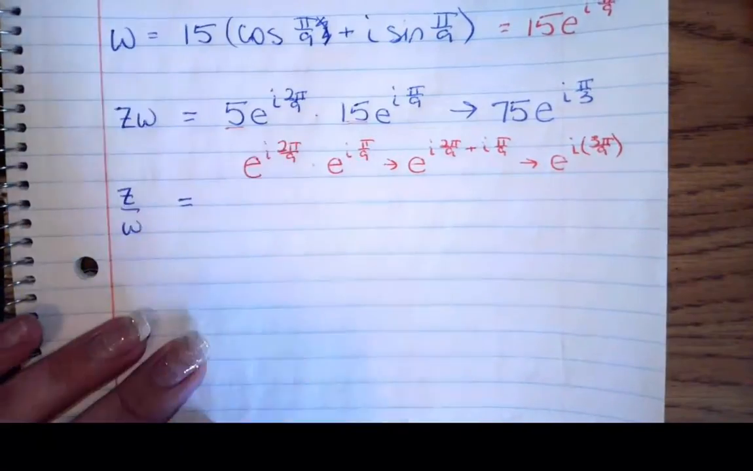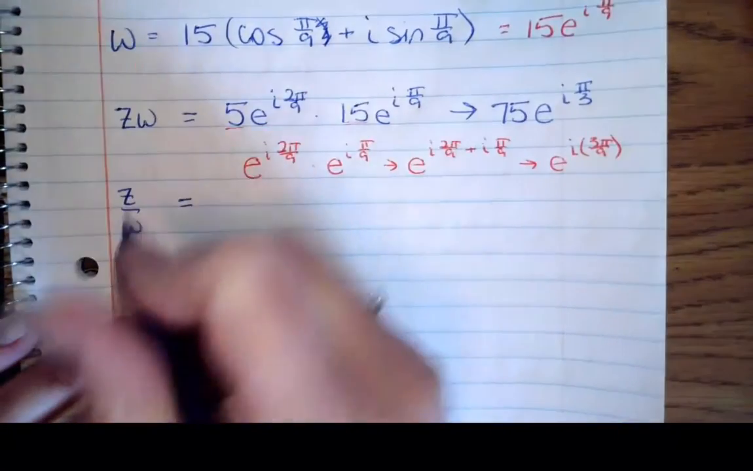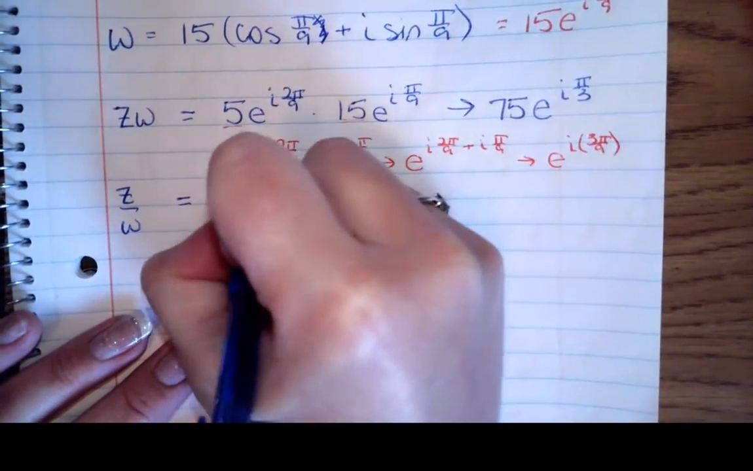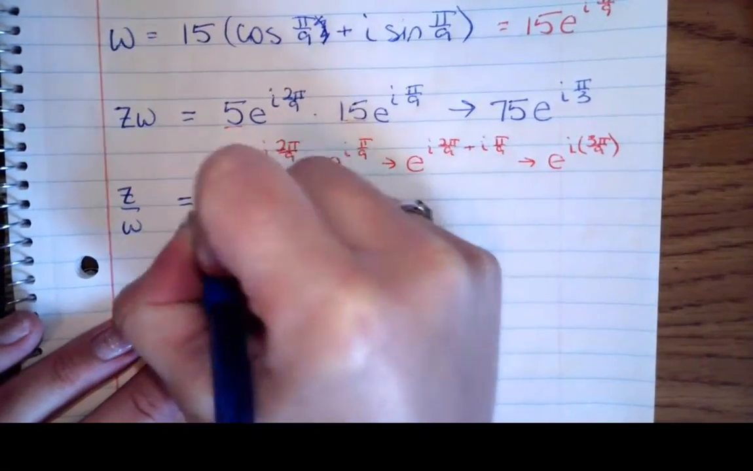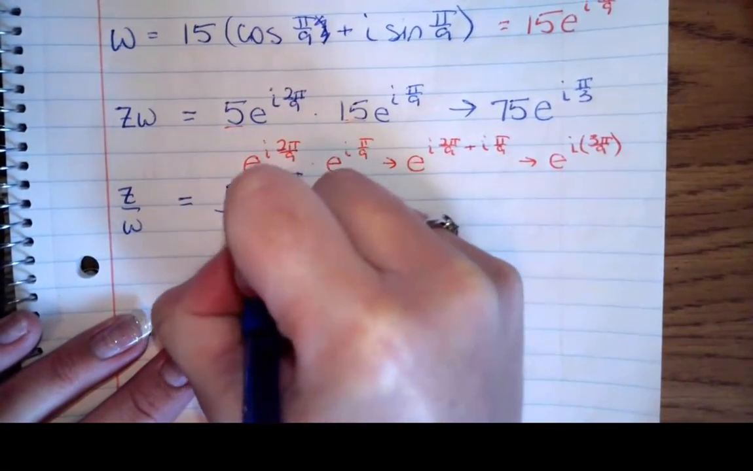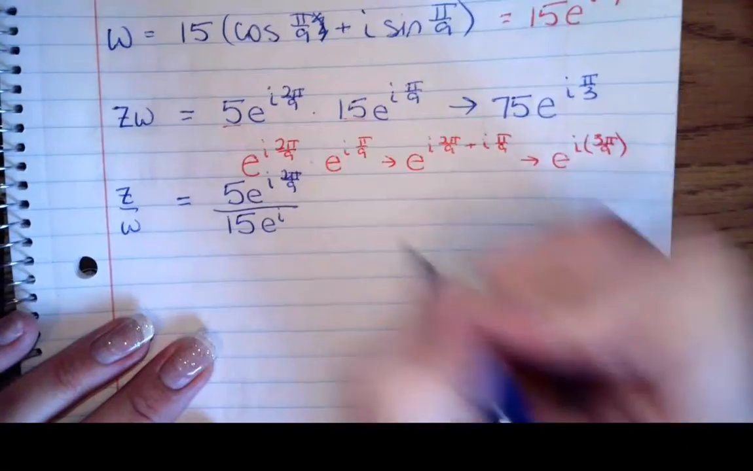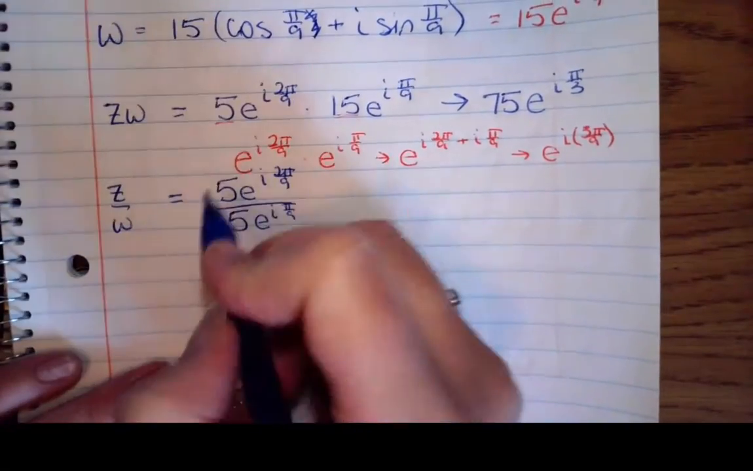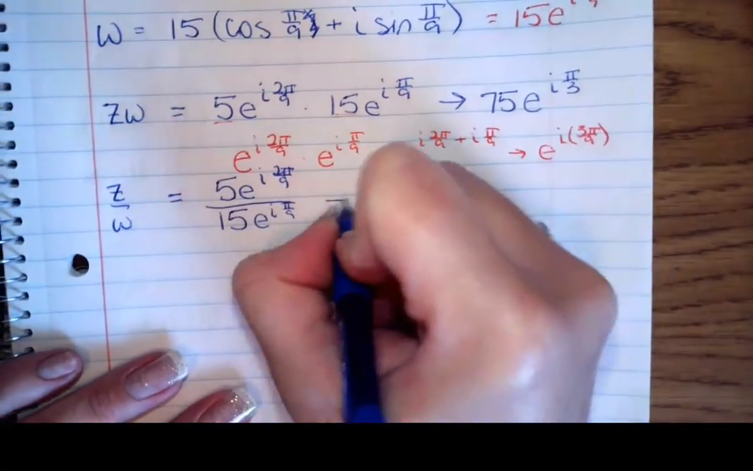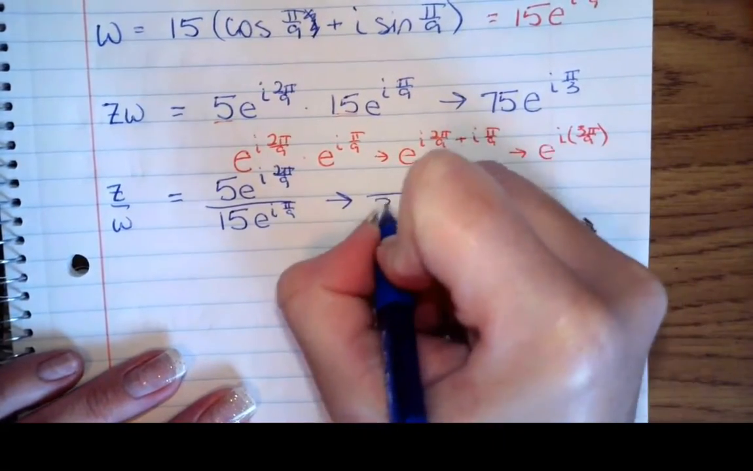So z over w is going to be, what's my z? It is 5e^(i2π/9) over 15e^(iπ/9). I should have written this bigger. Okay, so what is 5 over 15? It's 1/3. So I have 1/3.